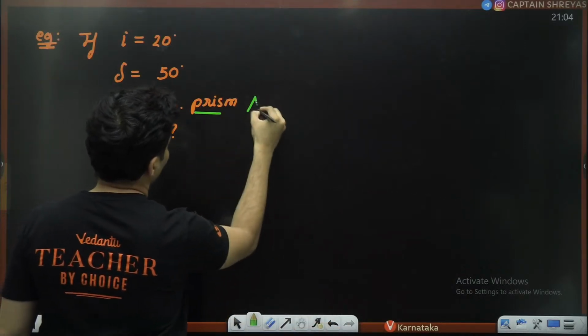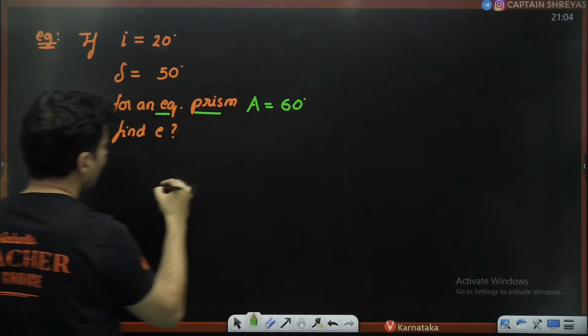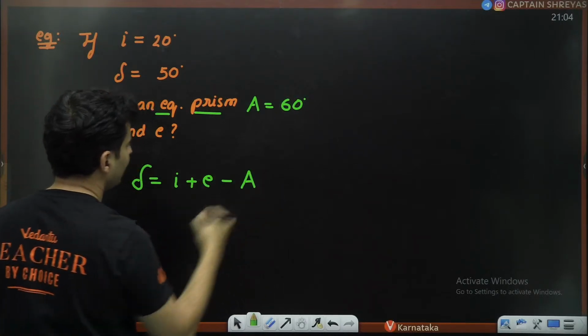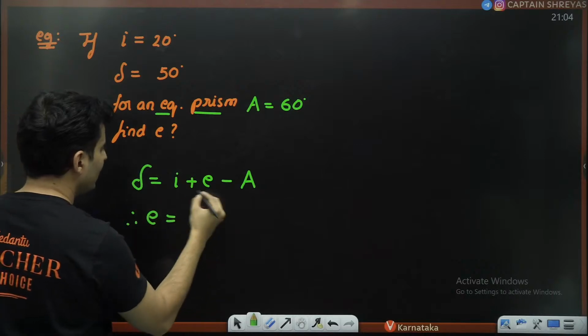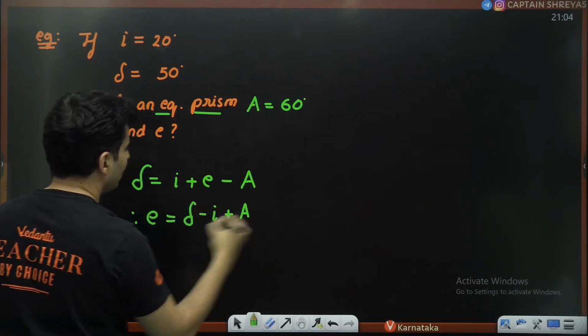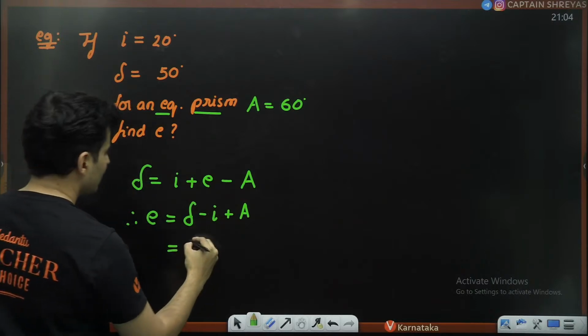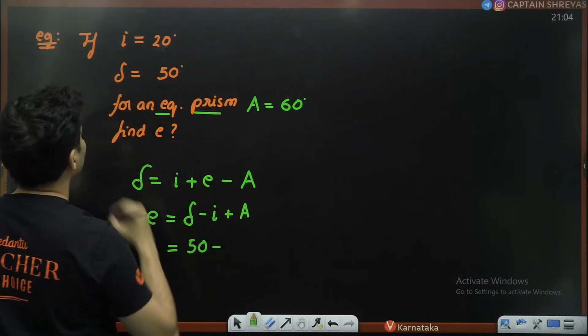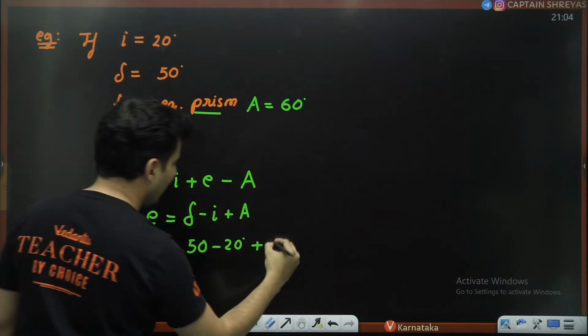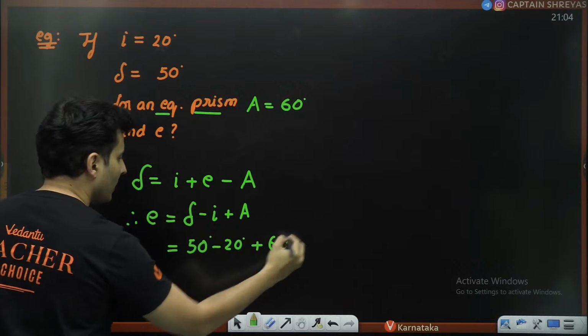Equilateral prism means the angle of prism is 60 degrees, and we all know the formula: delta is i plus e minus A. Therefore, e will be delta minus i, and A will become plus A. What is the deviation? It is 50 degrees. What is the incident angle? It is 20 degrees. What is the angle of prism? Equilateral means 60 degrees.